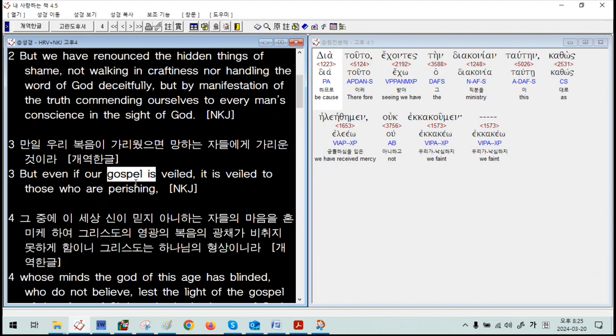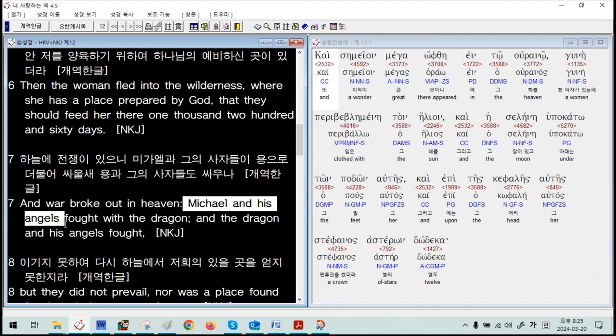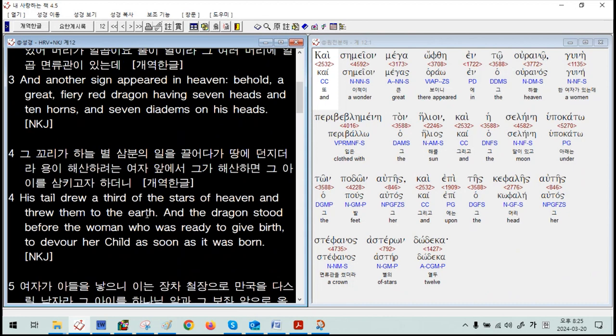By receiving the seventh trumpet, right? Seventh trumpet. We went to the book of Revelation chapter 12, right? The seventh trumpet is sounded by Michael and his messengers, right? In my heaven, right? Then war broke out. Then what happened? There are two signs in heaven here.